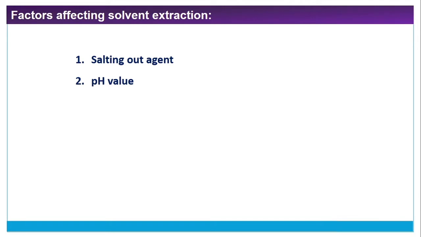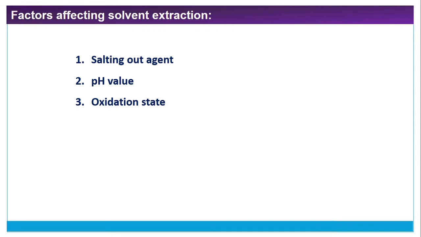Next is the pH value. The process of liquid extraction depends upon the pH of the solution. The extraction of two metals or two metal complexes can be achieved at different pH. So the separation depends upon the pH value. At a particular pH, a particular metal complex or particular metal separation will be easier.